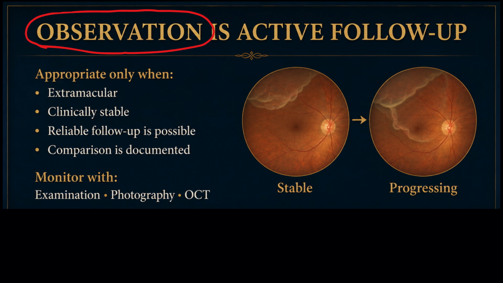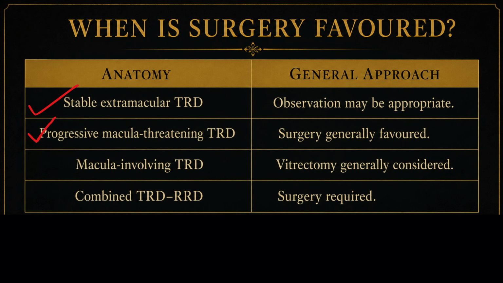However, extramacular does not automatically mean harmless. If the detachment is progressing towards the macula, the management will change. A progressive macula-threatening TRD generally favors vitrectomy because central vision is at risk even if the visual acuity is good right now. A macula-involving TRD also generally favors surgery when useful visual potential remains. A combined TRD or RRD is a surgical indication because treatment must address both the traction and the retinal breaks.